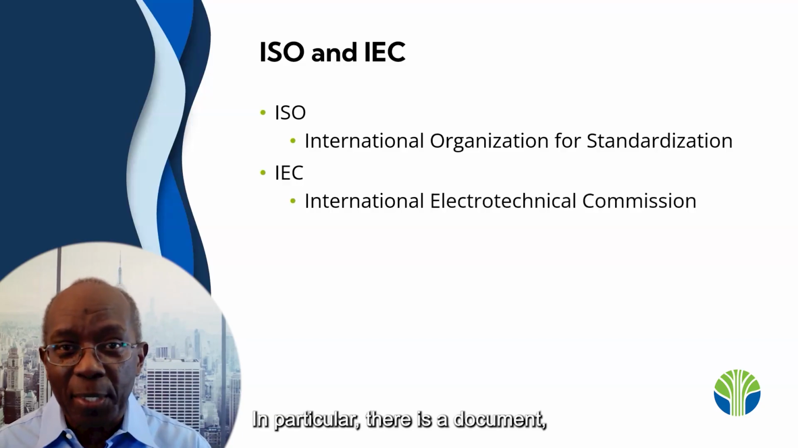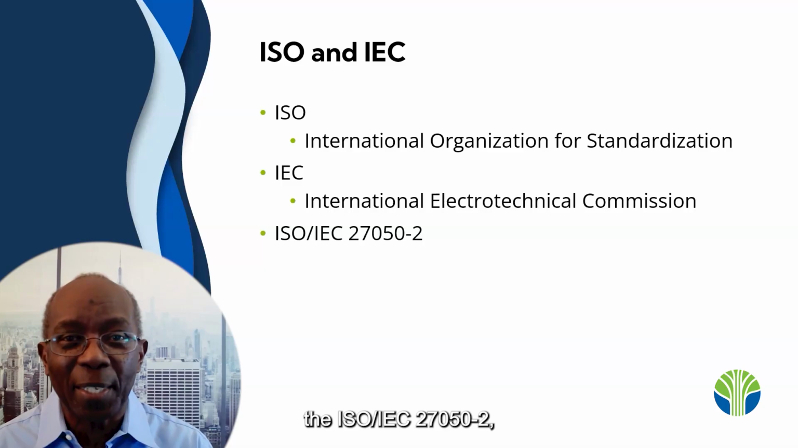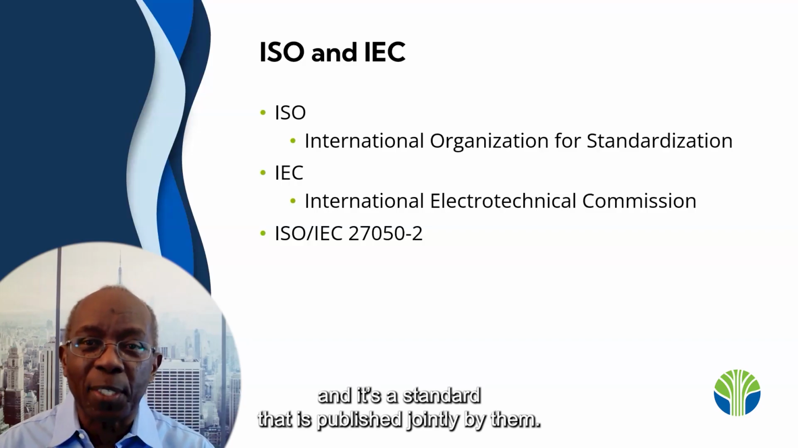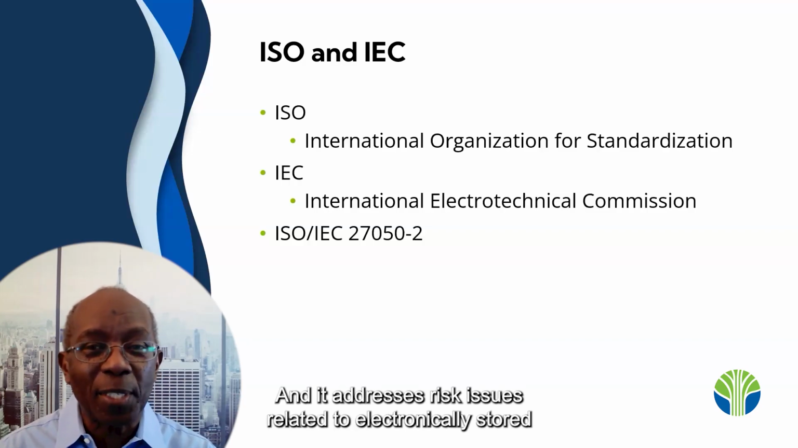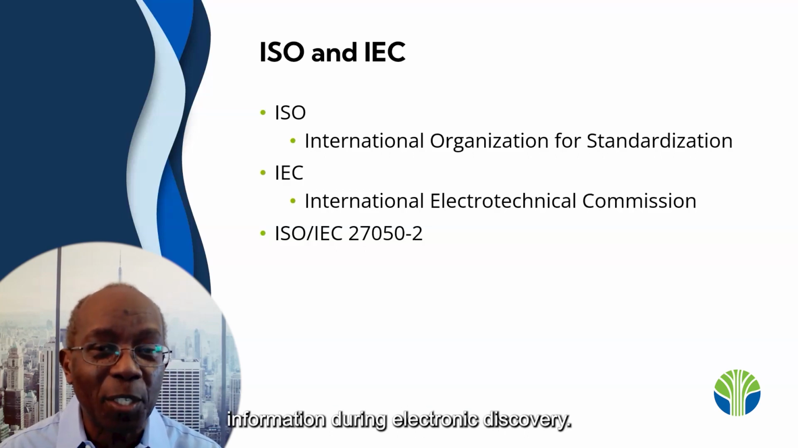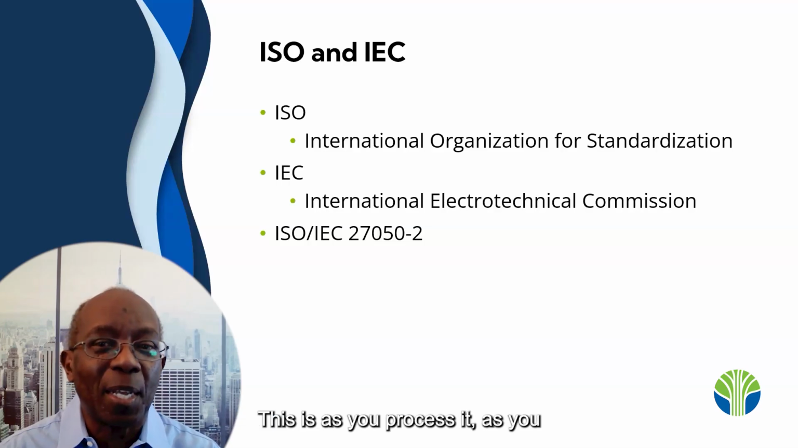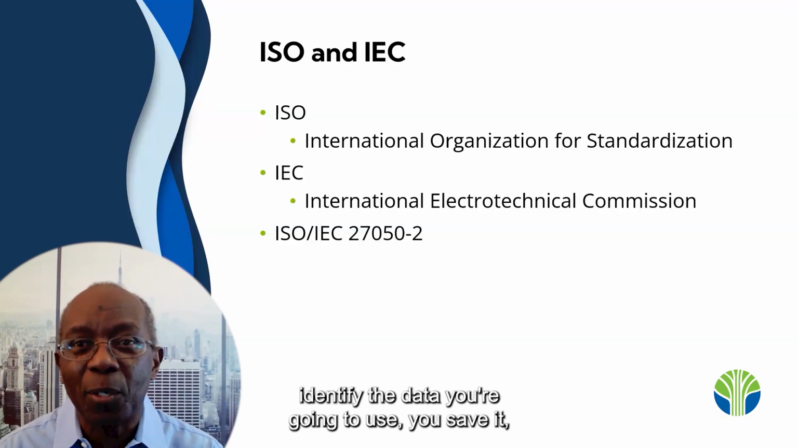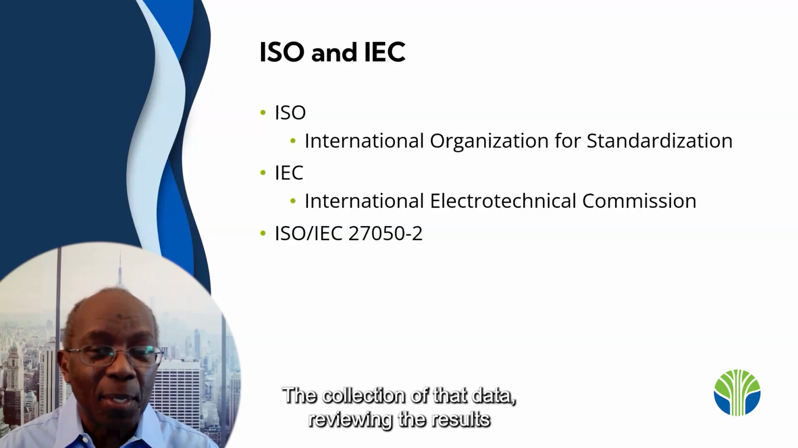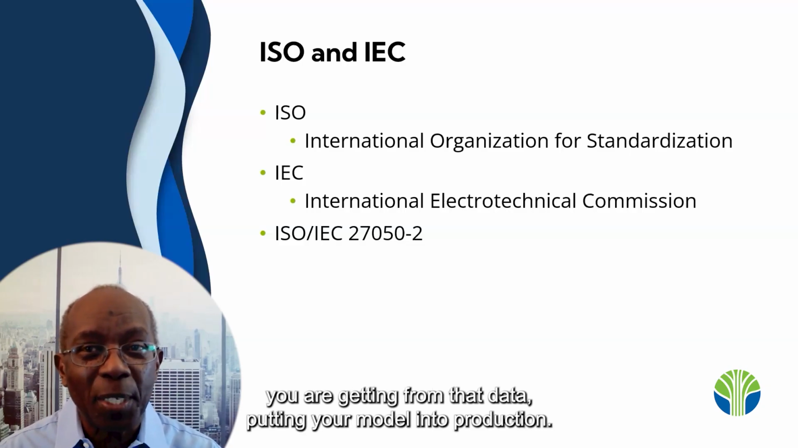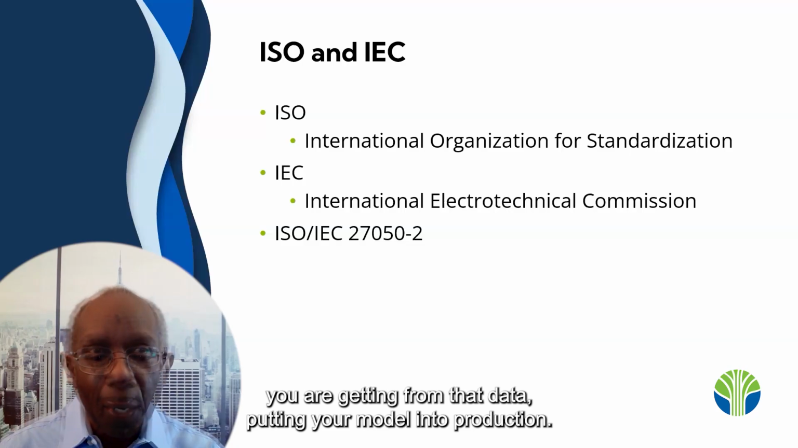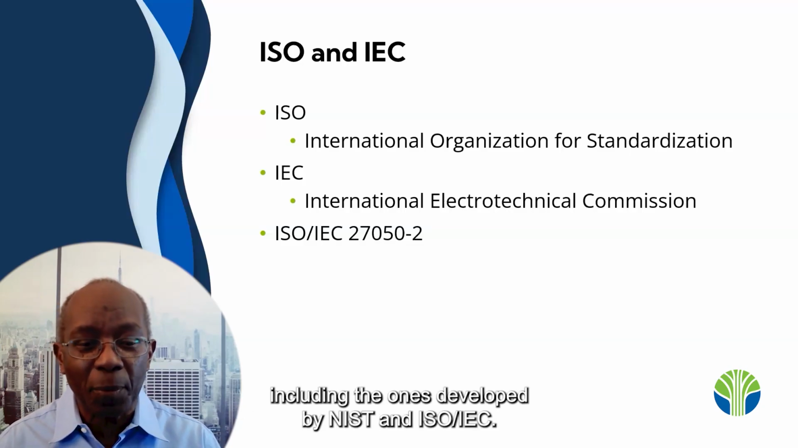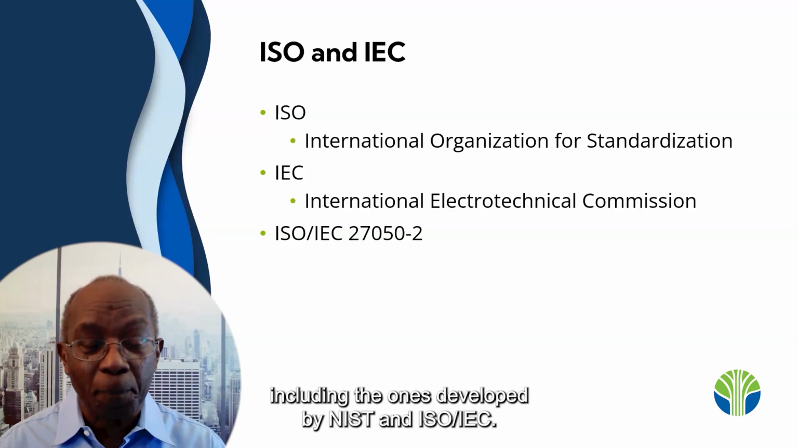In particular, there is a document, the ISO/IEC 27050-2, developed by the two bodies, and it's a standard that is published jointly by them, and it addresses risk issues related to electronically stored information during electronic discovery. This is as you process it, as you identify the data you're going to use, you save it, you preserve it, the collection of that data, reviewing the results you're getting from that data, putting your model into production. So mitigation of risks unique to AI is best managed through frameworks, including the ones developed by NIST and ISO/IEC.